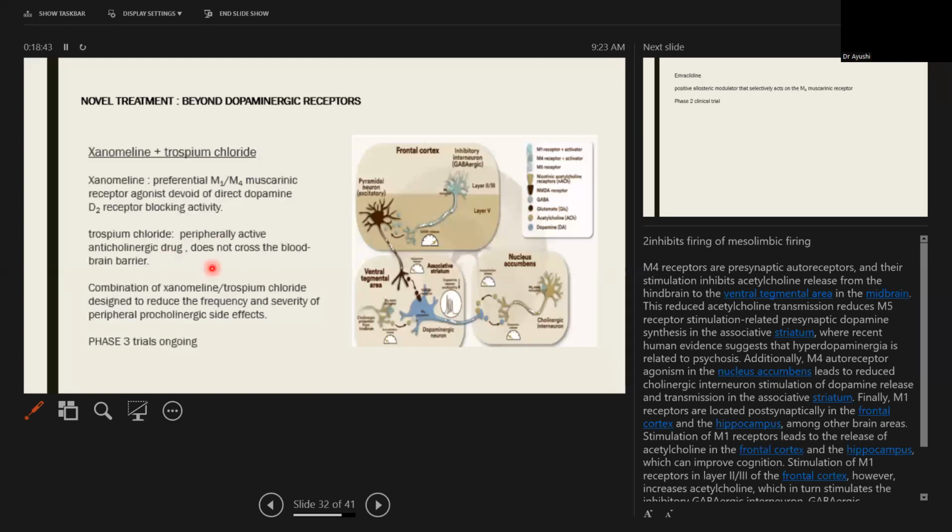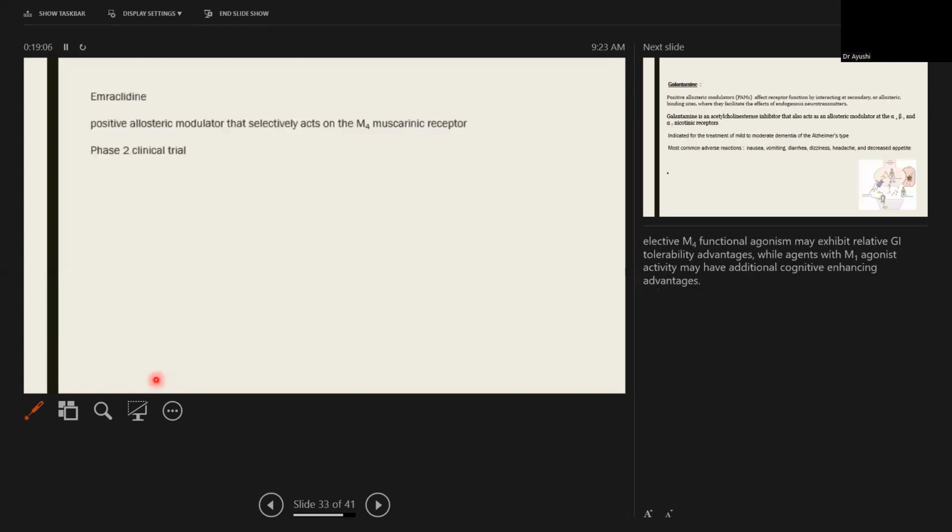And trospium chloride is a peripherally active anticholinergic drug, and it does not cross the blood-brain barrier. So it was added so as to avoid the gastrointestinal side effects of xanomeline. So the combination of xanomeline and trospium chloride is designed to reduce the frequency and severity of peripheral procholinergic side effects. And this drug is currently in phase 3 trial. The next drug is emraclidine, which is a positive allosteric modulator that selectively acts on the M4 muscarinic receptor, and it is in the phase 2 clinical trial.